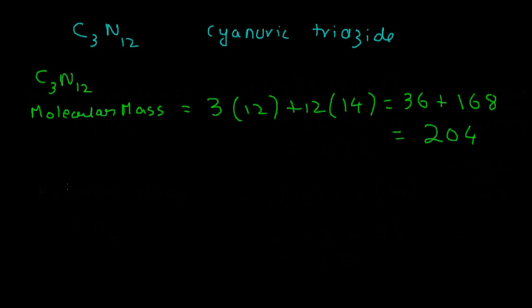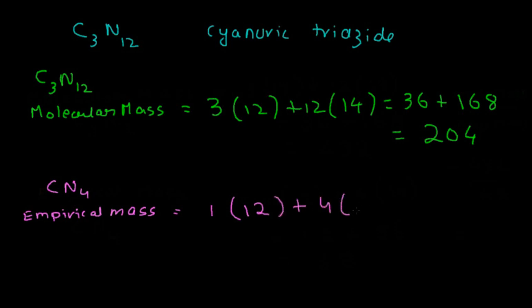The empirical formula of C3N12 is CN4. Since 3 is the GCD, greatest common divisor, we divide 3 by 3 and also 12 by 3. We get C1N4. So the empirical mass is equal to, there is 1 atom of carbon and the mass of each atom is 12, plus there are 4 atoms of nitrogen and the mass of each atom is 14. When we simplify it further, we get 12 plus 56, which is equal to 68.